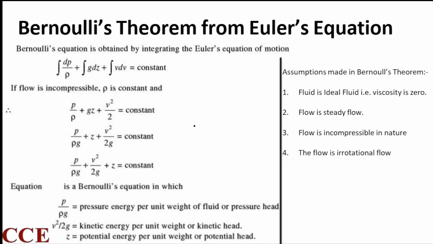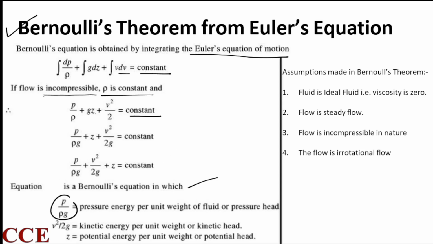From this Euler's equation of motion, we can derive the Bernoulli's theorem. If we integrate the Euler's equation of motion, what are we getting? Integration of dp/rho plus integration of g dz plus integration of v dv is equal to constant. Now we are assuming that the flow is incompressible, so rho is constant. So integration of dp is equal to p, so p/rho plus gz plus v square by 2 is equal to constant. So this equation is known as the Bernoulli's equation.